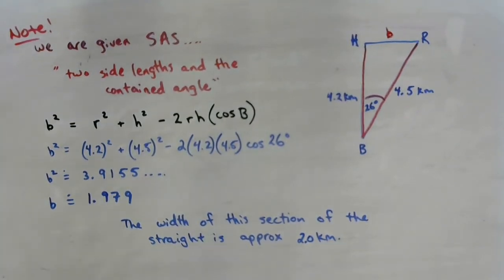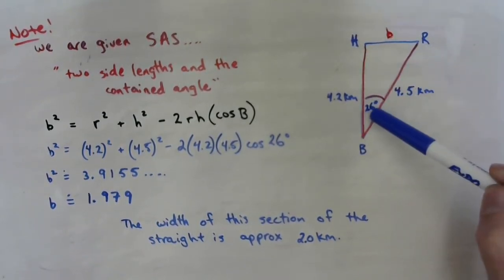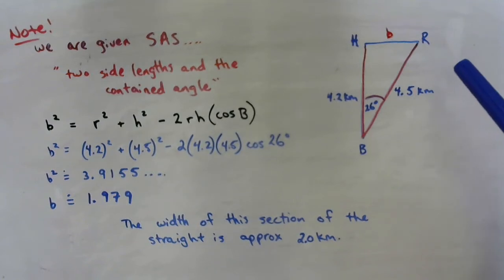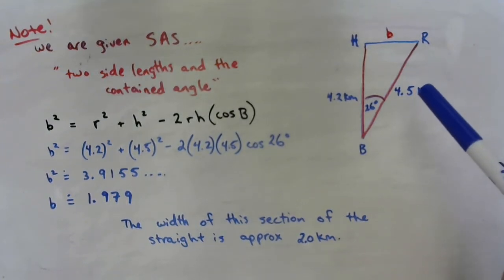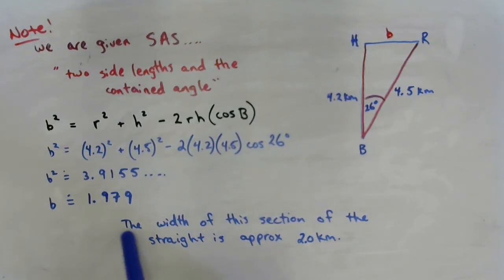What did we do? We identified that we would need to use cosine law because we had side, angle, side. We had two sides and a contained angle. We don't have a right angle triangle. And so we subbed in what we know, square rooted both sides, and we popped out with 2 kilometers.